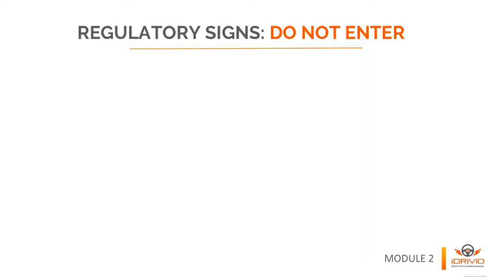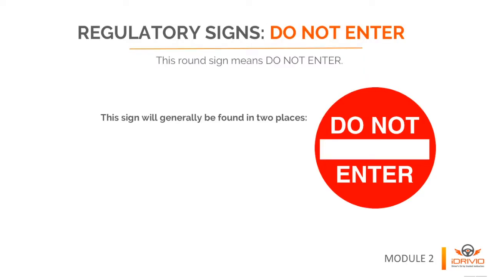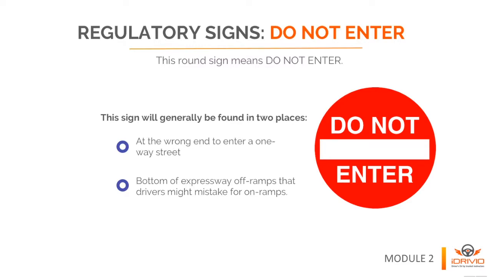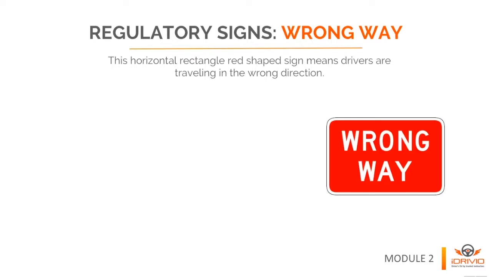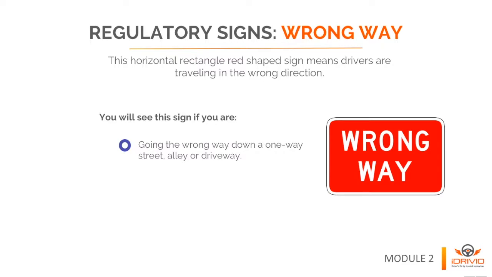This sign means do not enter. This sign will be found in two places: at the wrong end to enter a one-way street, and at the bottom of the expressway off-ramps that drivers might mistake for on-ramps. This horizontal rectangle red-shaped sign means drivers are traveling in the wrong direction. You will see this sign if you are going the wrong way down a one-way street, alley, or driveway, or if you are entering an expressway via the exit ramp, street, alley, or driveway. If you see this sign, it means that you missed a do not enter sign earlier in your route.